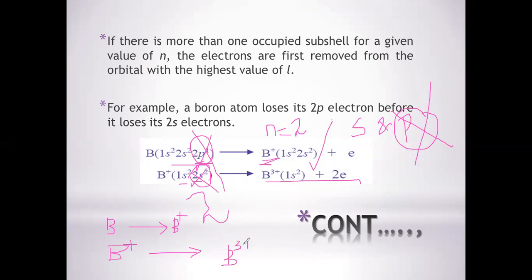Now you are having the same s orbital, same L value, but the principal quantum number differs. So the highest principal quantum number will lose the electron, and therefore it is lost from 2s2. This is different from this. Okay.